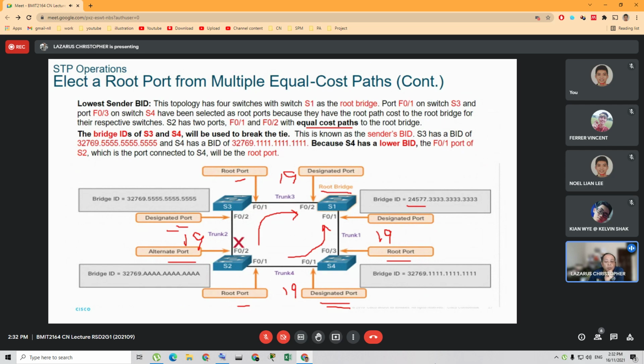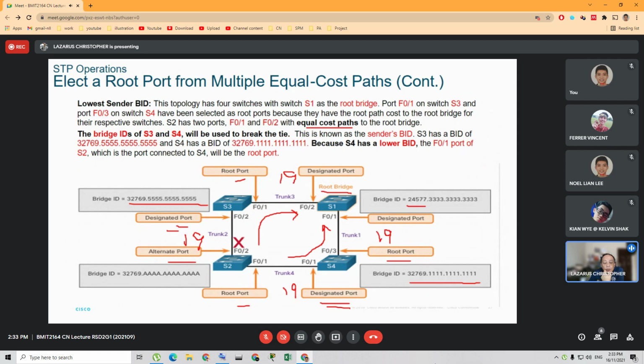So the bridge ID of S3 and S4 will be used to break the tie. It's known as the sender's ID. Remember, just now we talked about the sender's ID. So in order to break the tie, we look at the sender's ID: S3 BID and S4 BID. S4 has a lower BID. You can check: the head part is the same, but the tail part, S3 has 555555 and S4 has 11111. So S4 has the lower BID.